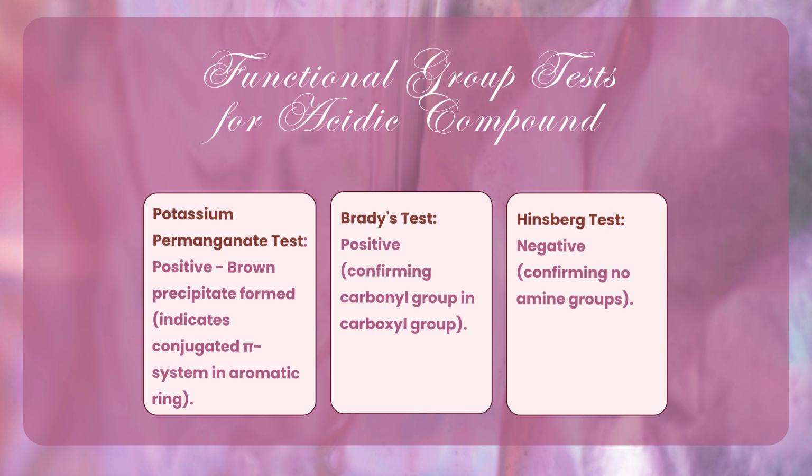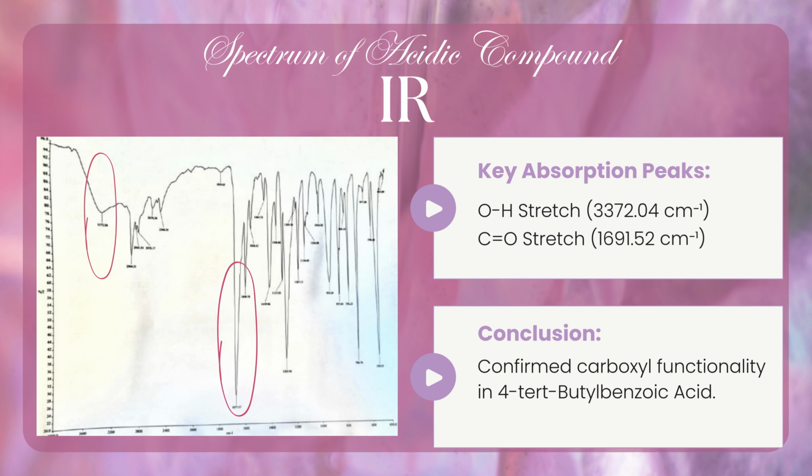So we move on to the IR spectrum. The most prominent peak was at 3372.04 cm⁻¹, which corresponded to the OH stretch of the hydroxyl group, and this broad peak is characteristic of a carboxylic acid and shows the compound is indeed an acidic substance. Another key peak that I observed was at 1691.52 cm⁻¹, which corresponded to the C=O stretch of the carboxyl group. And this is a very characteristic feature of the carboxylic acid itself.